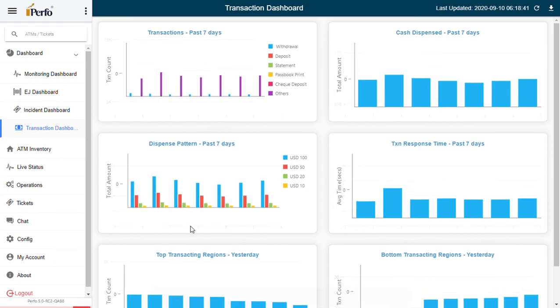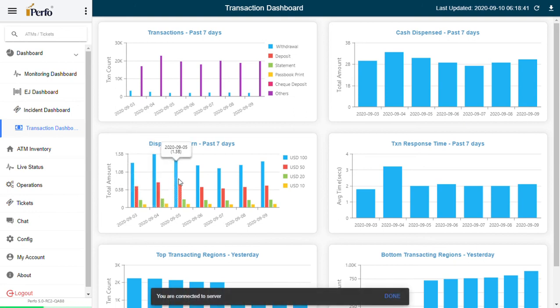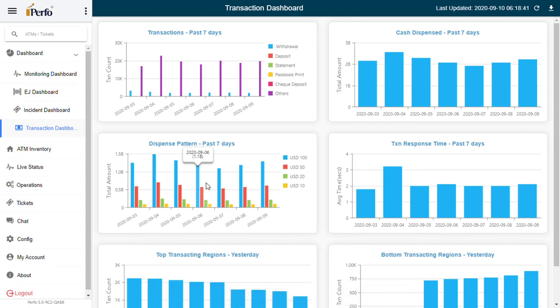Perfo also shows you which denominations are most in demand in your network. As you can see here, mostly $100 is what is dispensed overall. A pattern shows that, followed by that, $50 is the most preferred denomination that is being accessed by your customers.